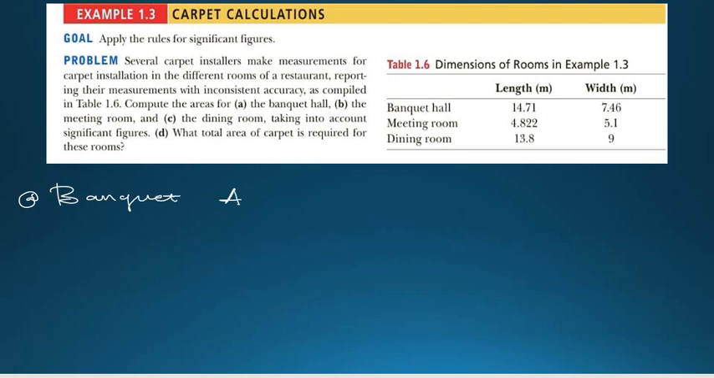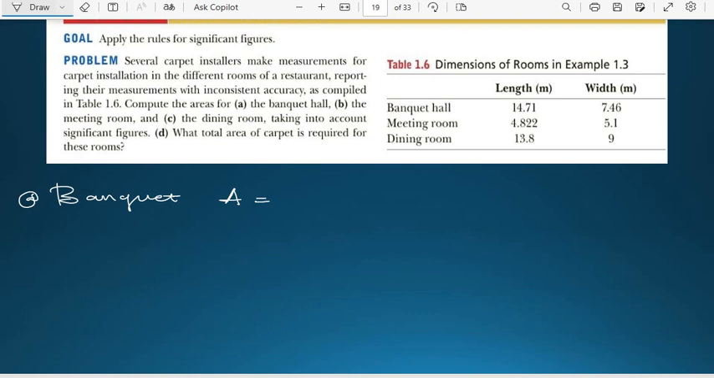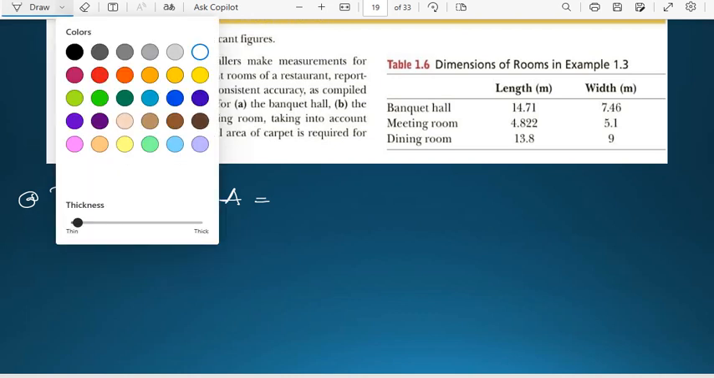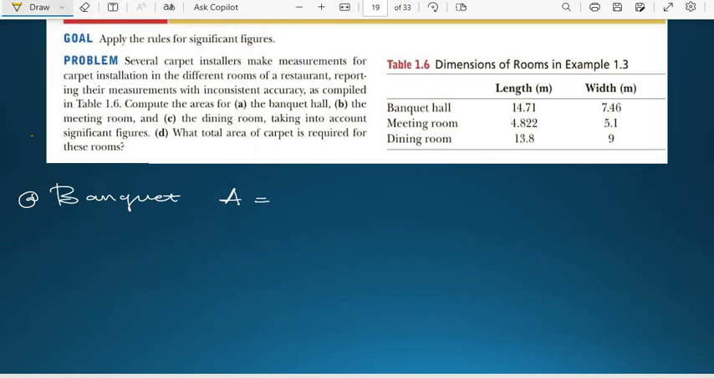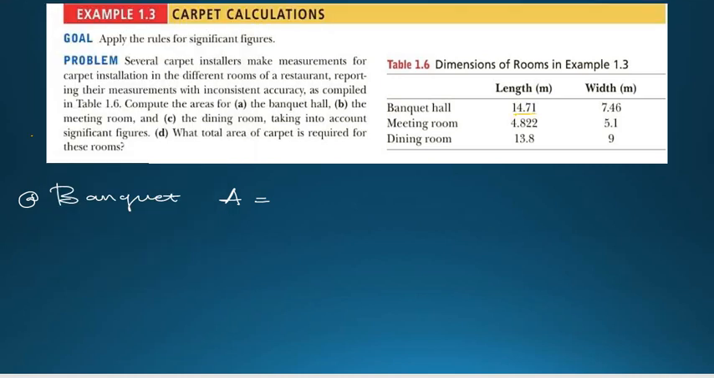So the area, guys, is going to be given. I'm going to multiply this. Let me change the color so that I may be pointing clearly. We are going to multiply this times this, okay? 14.71 times 7.5.